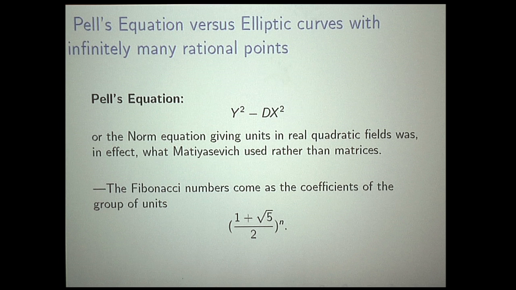Okay. Now, what he uses is Pell's equation. Well, specifically in his first proof, it's Fibonacci numbers. And the Fibonacci numbers are coefficients of the group of units of a certain famous real quadratic field. There's the golden mean. And they are the solutions of an equation y squared minus d x squared equals plus or minus 1. He could also use various norm equations and understood that he could.